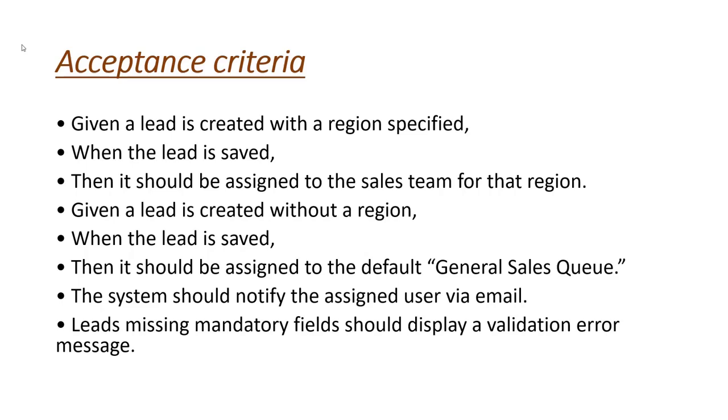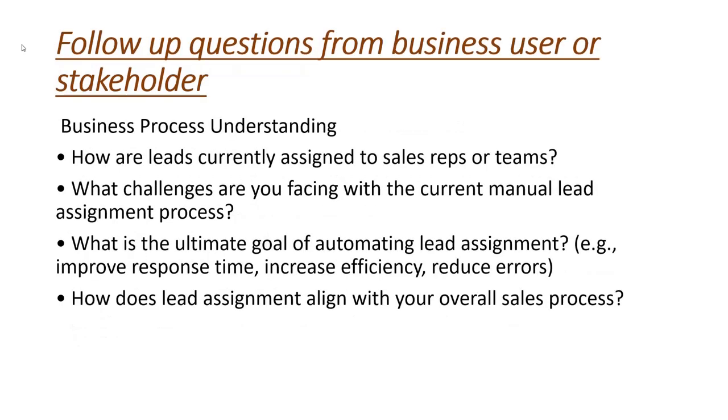The other criteria could be the system should notify assigned users via email, and if leads are missing a mandatory field, it should display a validation error message. And an important thing comes up here. When you are writing a user story like this, you will meet with the business user or stakeholder, set up a time with them, refine the user story and gather all the details that are needed for this functionality. So follow-up questions start from the business process understanding.